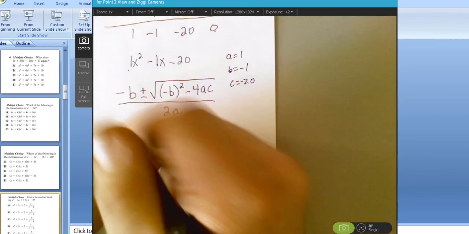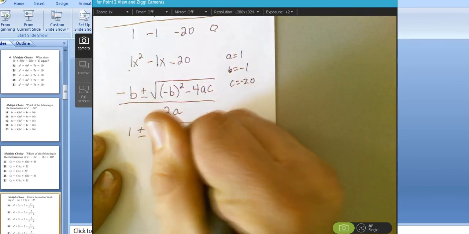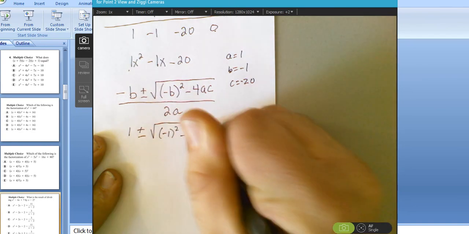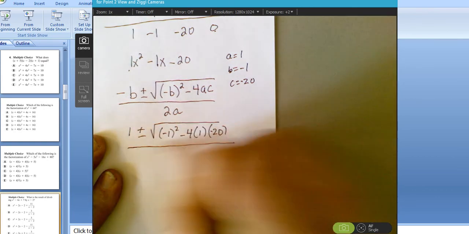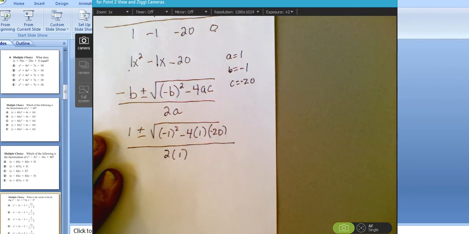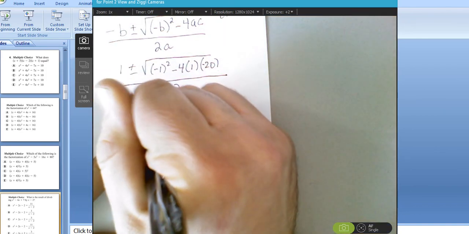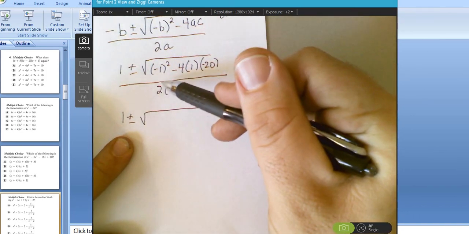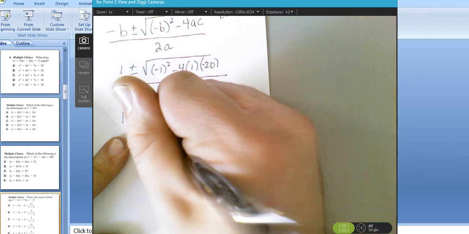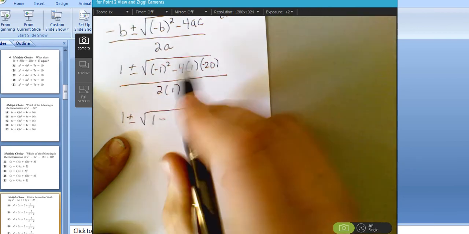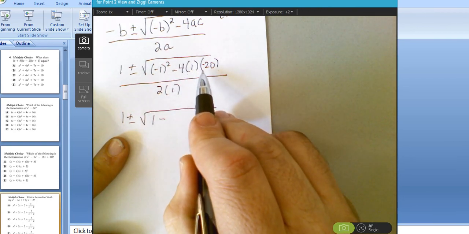Opposite of b is 1 plus or minus the square root of negative 1 squared minus 4 times 1 times c, over 2 there. 1 plus or minus the square root of, without a calculator, you'll be able to use a calculator, but I'm going to do it without. Negative 1 squared is 1, minus 4 times 1 is 4, times negative 20 is negative 80.